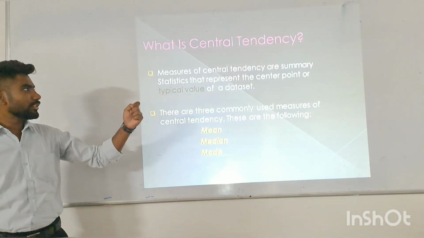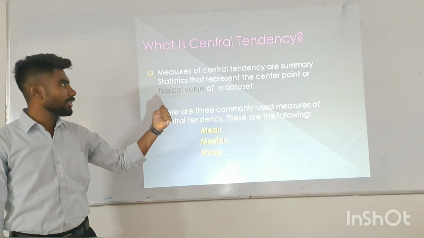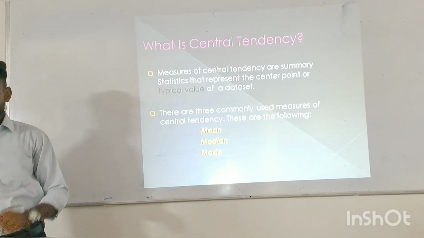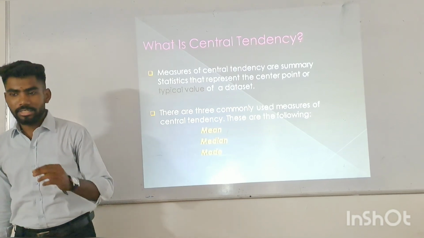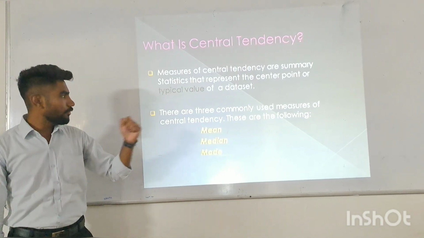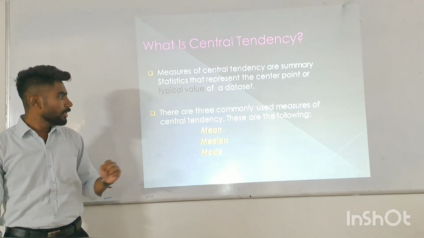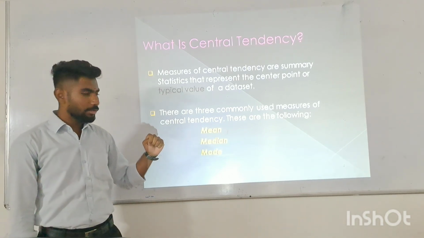What is central tendency? Measures of central tendency are summary statistics that represent the center point or typical value of a data set. So central tendency means a central point or the typical value of a data set. There are three commonly used measures of central tendency, which are known as mean, median and mode.